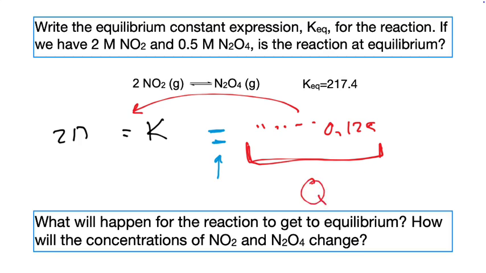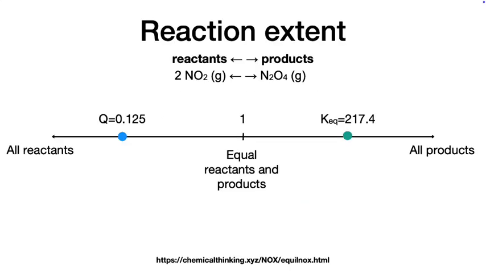Q. Q for quotient. Another way of referencing a ratio. What was K? A ratio of products over reactants. Okay? So this next part is now just saying a reaction quotient.